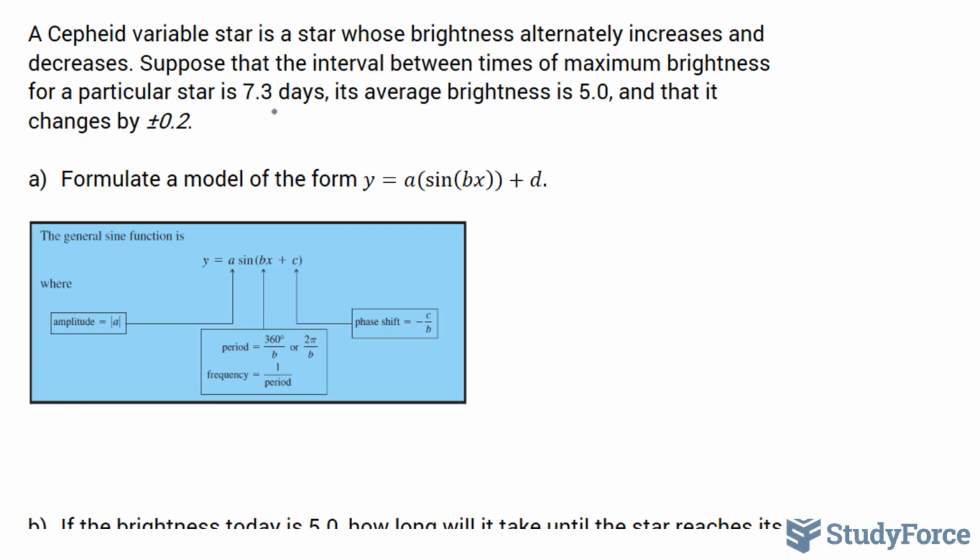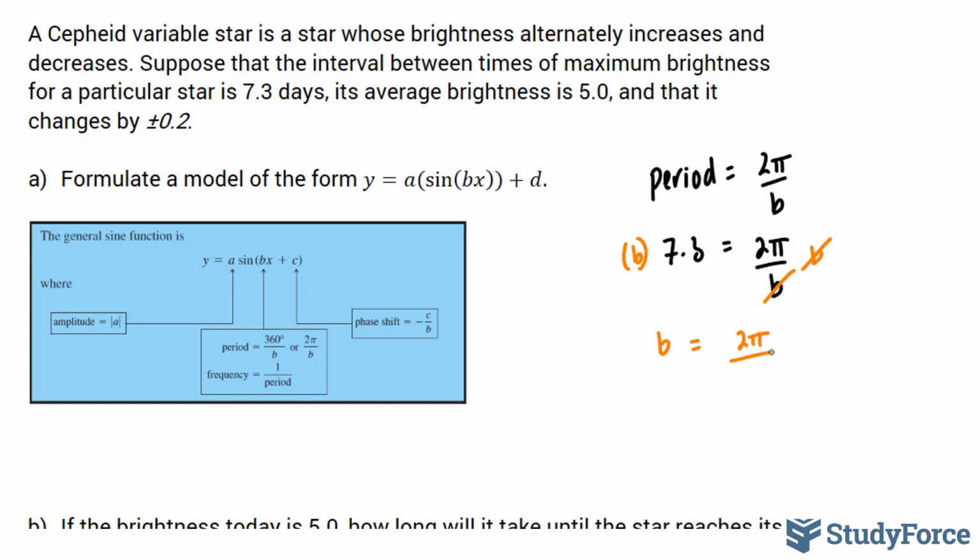So what we can do is use this formula right here, period is equal to 2 pi over b, and substitute period with 7.3. By doing that, we can now isolate for b. We isolate for b by multiplying both sides by b, and then subsequently dividing both sides by 7.3. So if I do this first step, that cancels out, and we have b is equal to 2 pi over 7.3. So technically, we have found this part.